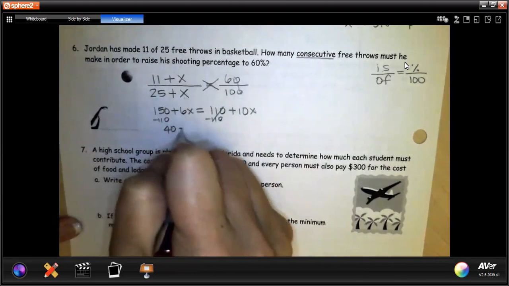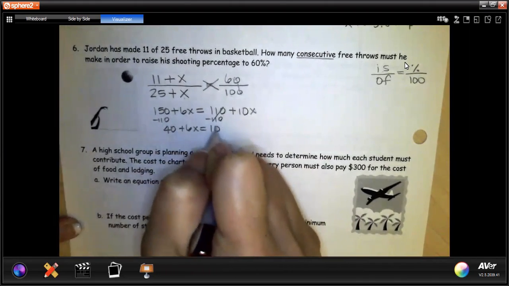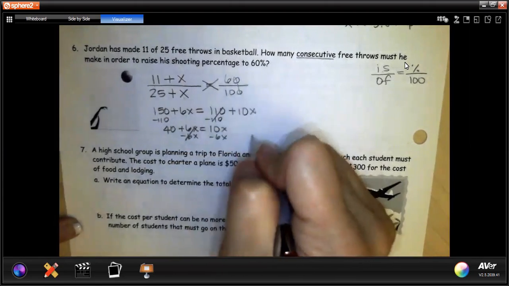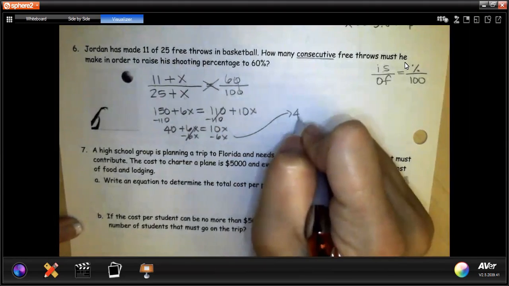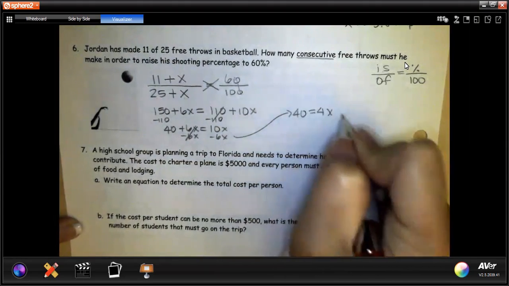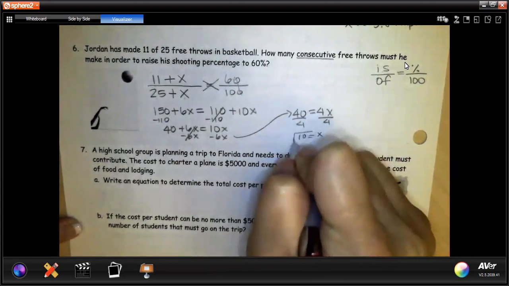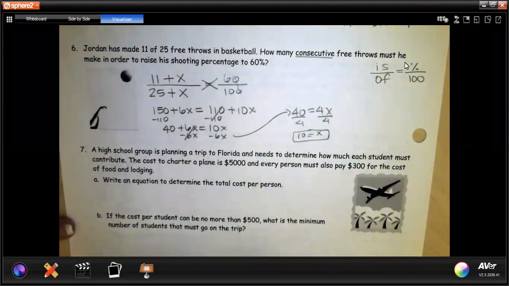That gives us 40 plus 6x equals 10x. I subtract the 6x. Ran out of space again, so I got 40 is equal to 4x. Divide by 4, x is equal to 10. So Jordan needs to make his next 10 free throws so he can get a 60%.